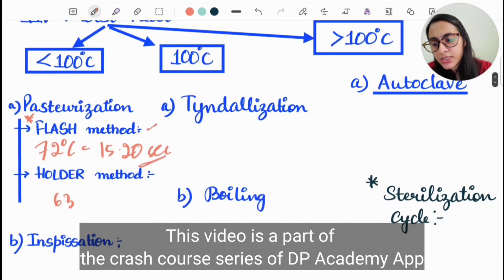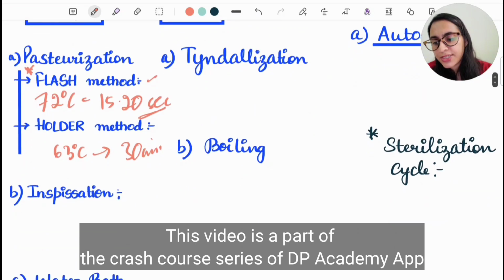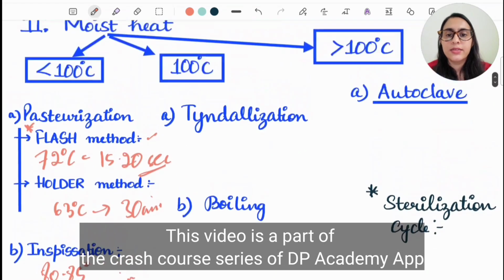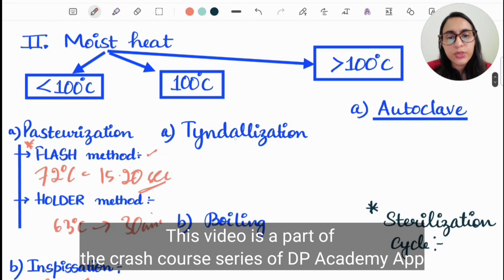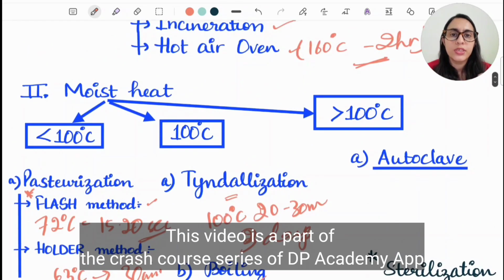Holder method, you use 63 degrees Celsius for 30 minutes, that is half an hour. It is a quite longer process to pasteurize. Inspissation is done at 80 to 85 degrees Celsius for 20 to 30 minutes, and it is done for 3 days. Or you can use a water bath, that is less than 100 degrees Celsius. At 100 degrees Celsius, we do tyndallization, that is 100 degrees Celsius for 20 to 30 minutes, and again for 3 days. Boiling at 100 degrees is again a moist heat at 100 degrees.